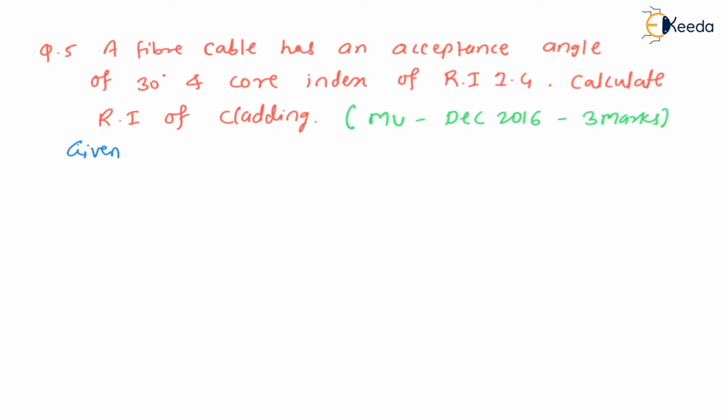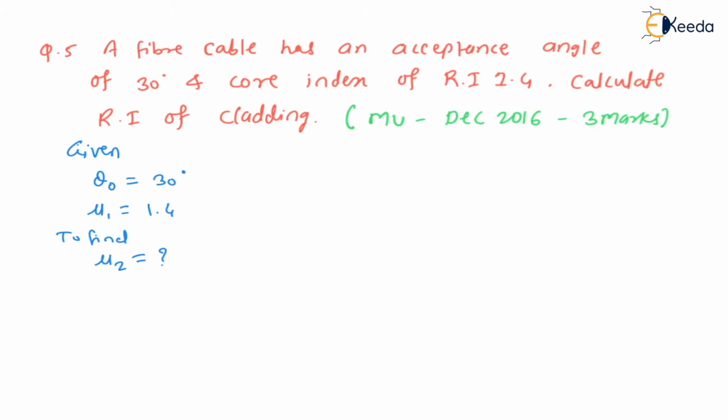So what is given? See, they have mentioned the acceptance angle of 30 degrees. That means the value of theta naught is given, and that is 30 degrees. Along with this, we have the core refractive index. So that means the value of mu1 is given, and it is 1.4. And then simply we have to find out the value of refractive index of cladding. So mu2 will be question mark.